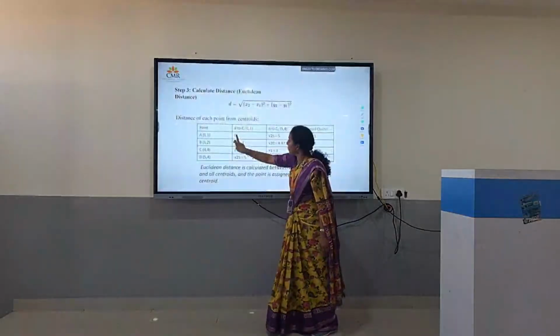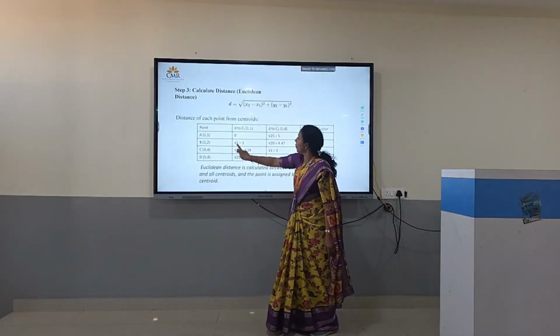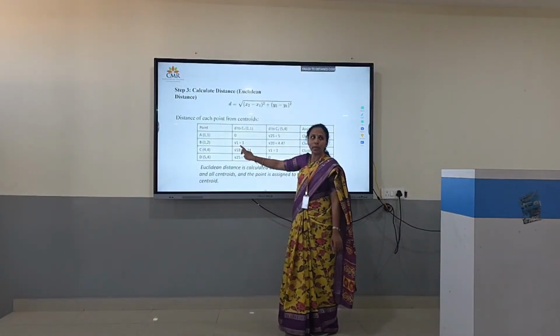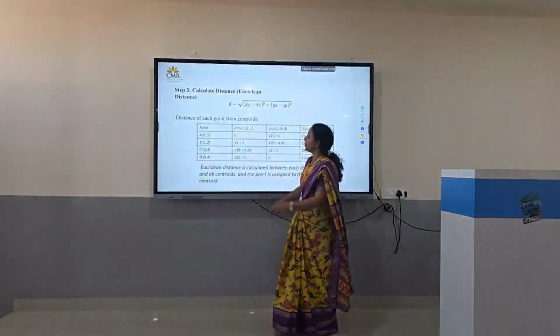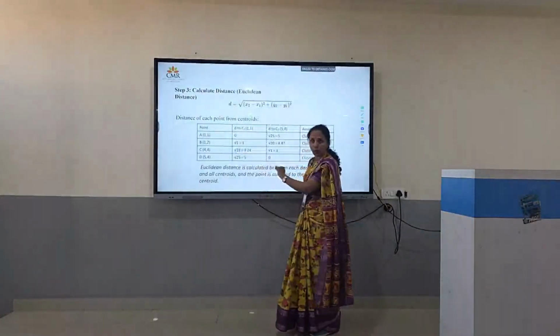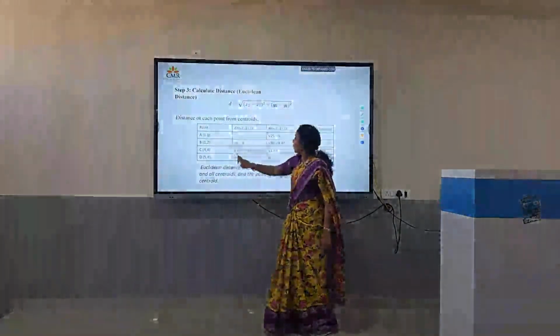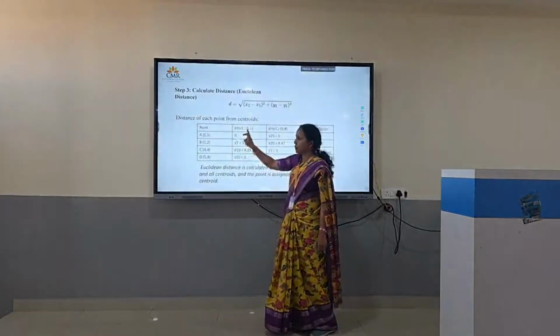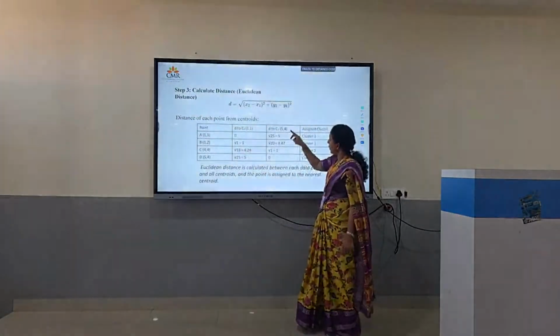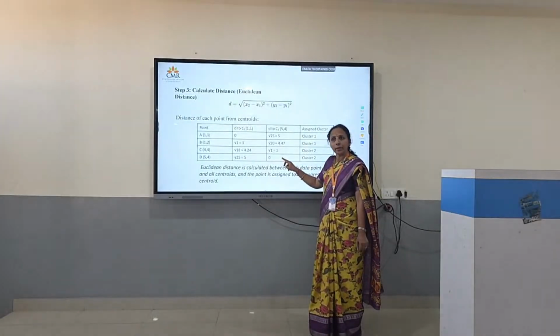Distance from A to centroid is 0. 1 minus 1 whole square plus 2 minus 1 whole square is square root of 1, which is 1. 4 minus 1 is under root of 9 plus 9, which is 18, that is 4.24. And 5 minus 1, this is again 5. So distance from all the data points to centroid 1, distance from all the data points to centroid 2.